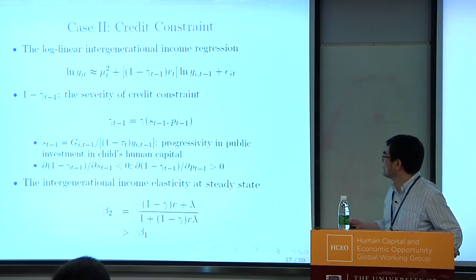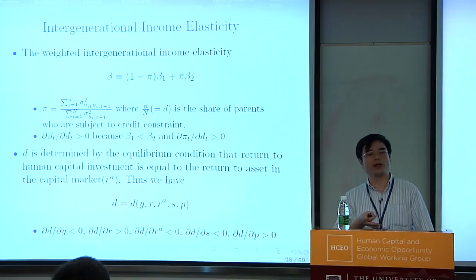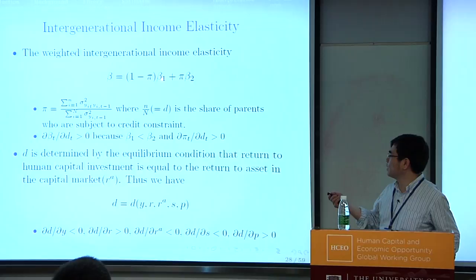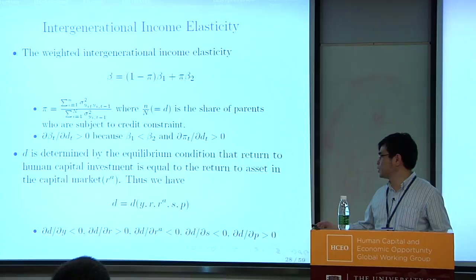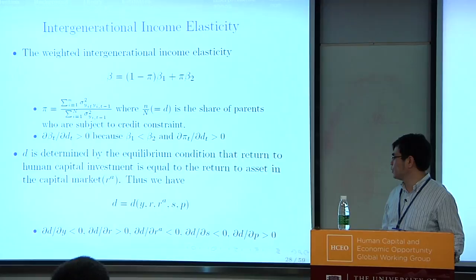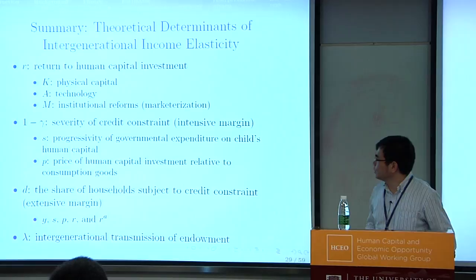In the economy, we can think of beta as a weighted average of the credit constrained family versus the non-credit constrained family. So it's 1 minus pi times beta 1 plus pi times beta 2. We can work out what proportion of households will be subject to credit constraint. We call this D, and we can work out all those comparative statics with respect to income, return to education, government spending, and so on and so forth. And this P is the price of education.